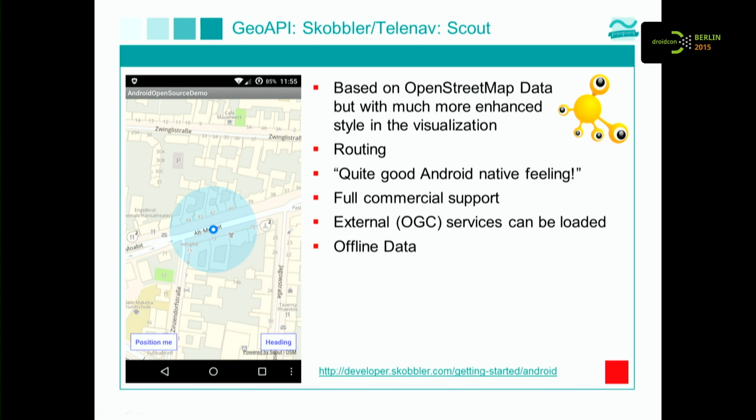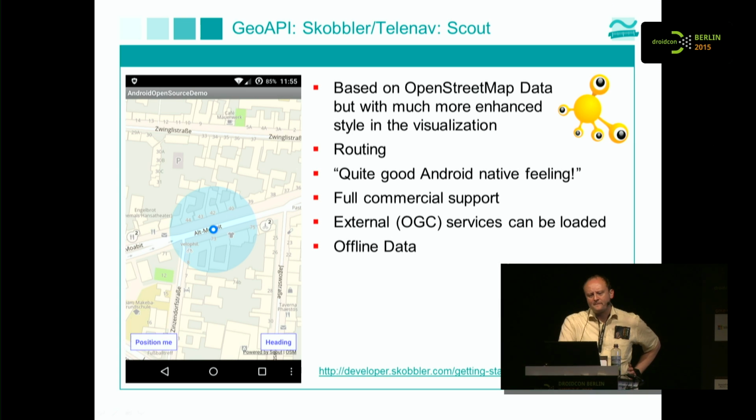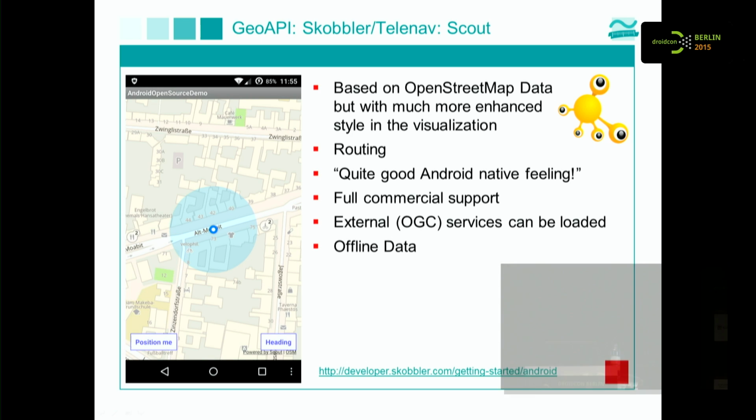Then there's another component, also from a startup in Berlin, Skobbler, which is now bought by Telenav. This is called Scout. It's a navigation system with routing. It has full commercial support, but it's based on OpenStreetMap data. You can also load external services like OGC services there, and you can also have offline data. It was a bit difficult to describe, but I would say you have a quite good alternative Android feeling. So for those of you who don't like to have Google Maps because of some good reasons, and you would like to have something similar, but OpenStreetMap based and still commercially supported, it's a quite good alternative. It's still quite active.